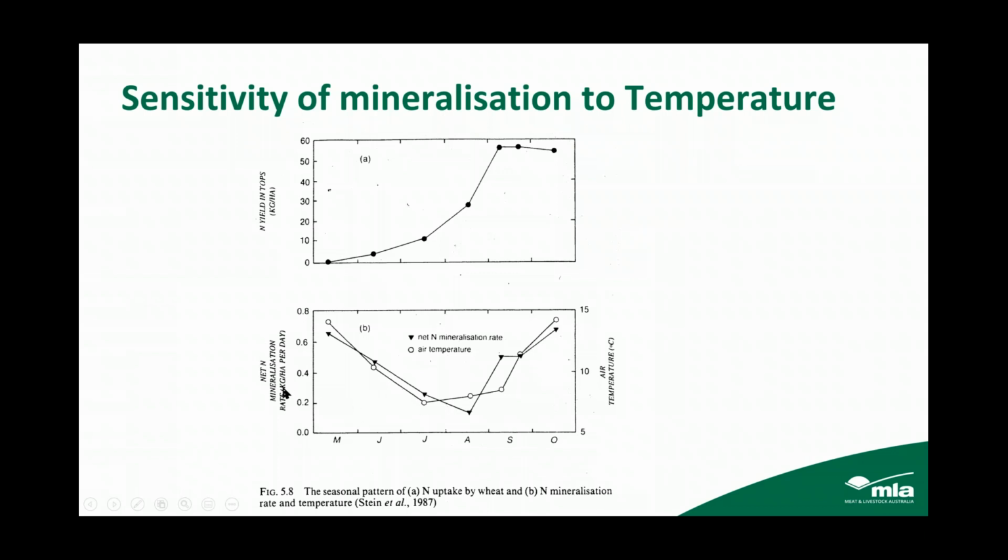So here we've got the net mineralization rate, and here we've got air temperature. Air temperature is the hollow circle. The mineralization rate is the upside down solid triangle, and you can see they track each other quite well. There's a very good reason for that. Other studies have shown a direct straight line relationship between temperature and mineralization, as long as the soil's moist. So you can see it going down quite drastically as the temperature gets cold.